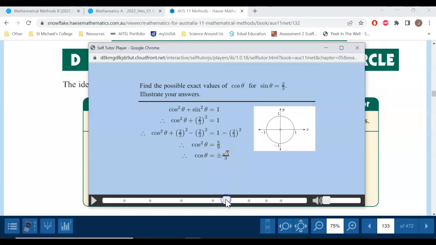Now, in terms of the unit circle, let's consider why it would be plus or minus. When we're dealing with cos theta, we're dealing with the x value. So let's first consider the positive value, the square root of 5 over 3. We know that it would be at this position here. You can see that when cos is equal to the square root of 5 over 3, the sine value is 2/3. What about when it's negative square root of 5 over 3? Well, again, you can see that when the cos value is negative square root of 5 over 3, our sine value is still equal to 2/3.